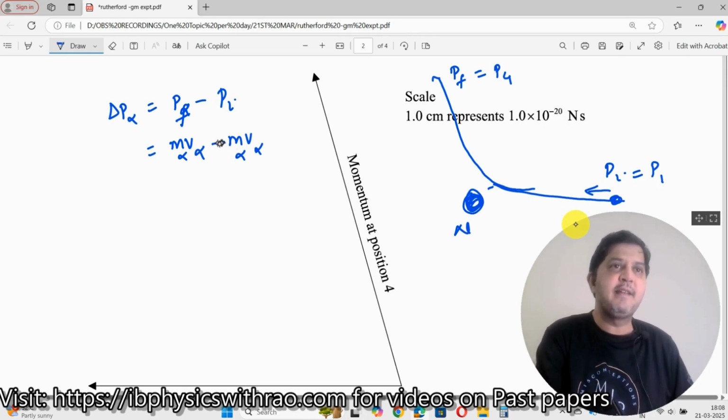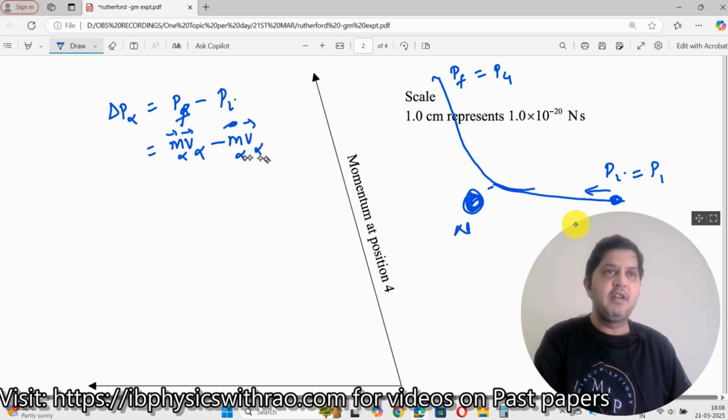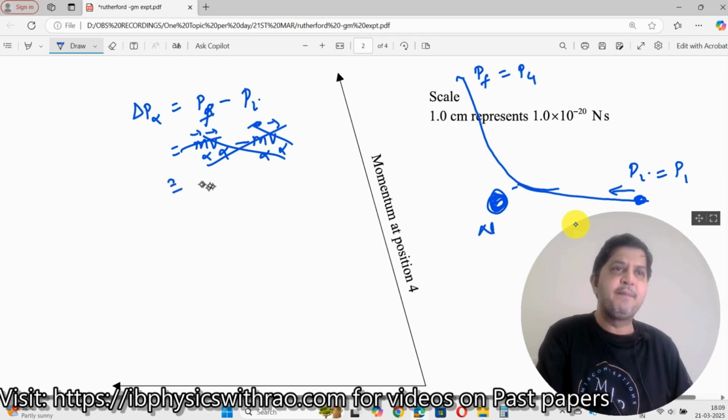The reason is that they are not along the same direction. This is one vector which is directed in a different way, and there is another vector which is directed in a different way. So this vector and this vector are different. You cannot cancel V alpha and V alpha here. This is directed along some angle. So I will not write it like this, because it will confuse you. I will just write this as equal to P4 minus P1.